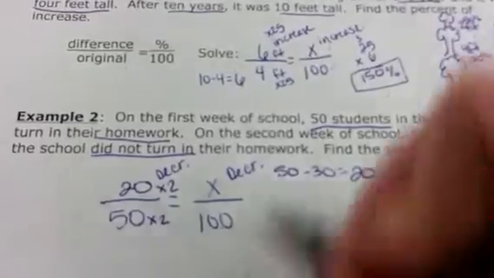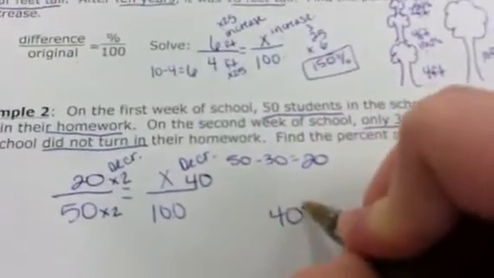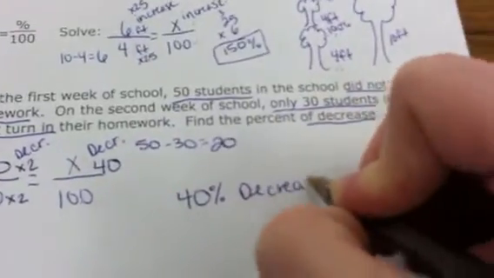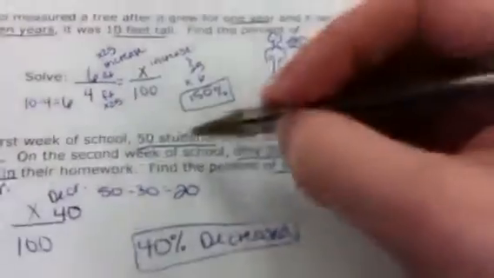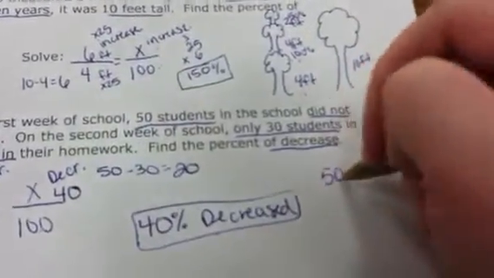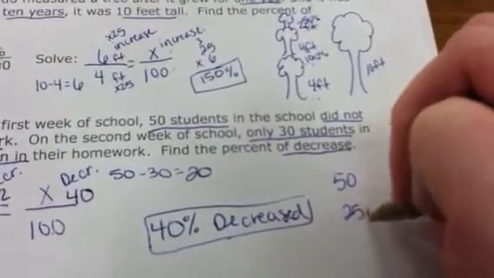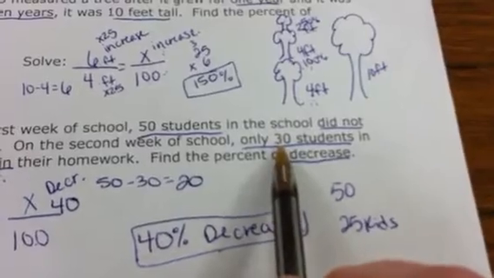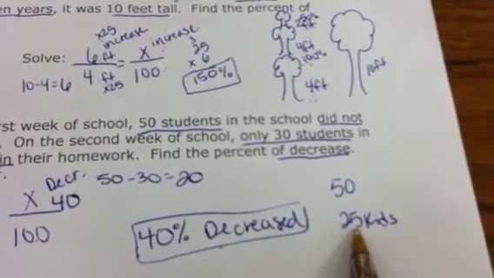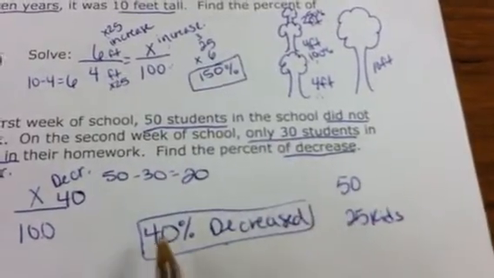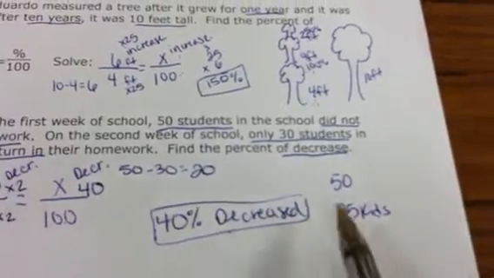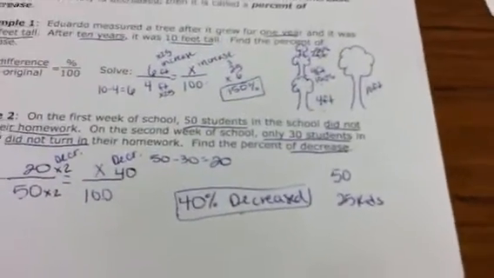So now we cross multiply. How many 50s make 100? 2. So 2 times 20 is 40. So 40% decreased. You could also think of it as if you know that you decrease 50 by half, that would be 25 kids. But we only got to 30 kids. We didn't get all the way down to 25 kids. So this is very close to half, but we didn't make it all the way to 25. We stopped at 30. So it's only 40% of a decrease, but very close to half of a decrease, 50%.